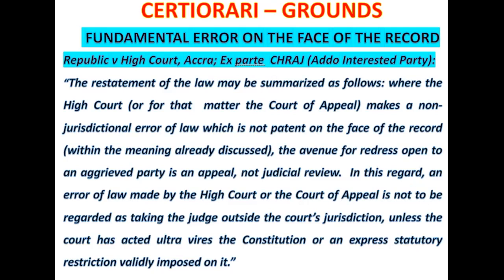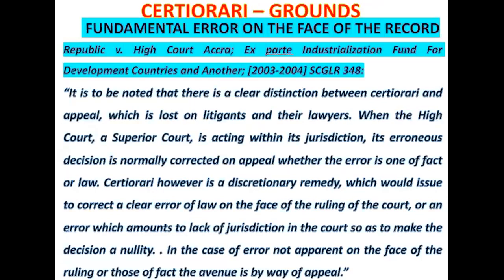And let me sum up this distinction by referring you to the case also of Republic versus High Court Accra, ex parte Industrialization Fund for Development Countries and another, reported in 2003-2004 Supreme Court of Ghana Law Report at page 348. And this is what the court stated, and I quote, "It is to be noted that there is a clear distinction between certiorari and appeal, which is lost on litigants and their lawyers. When the High Court, a superior court, is acting within its jurisdiction, its erroneous decision is normally corrected on appeal, whether the error is one of fact or law.